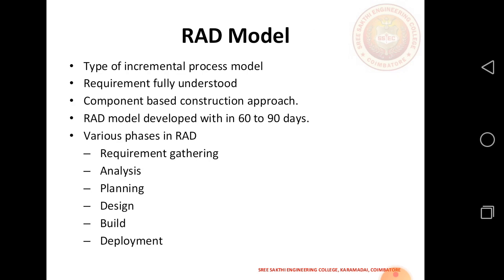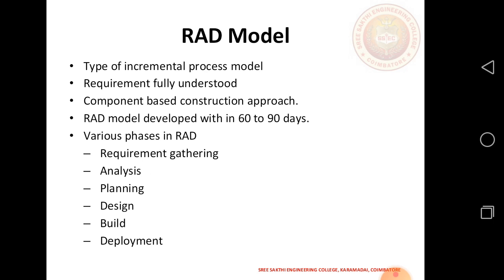The RAD model is one type of incremental process model, recommended when requirements are fully understood, using a component-based construction approach. RAD model development takes 60 to 90 days. The RAD model consists of six phases: requirement gathering, analysis, planning, designing, building, and deployment.